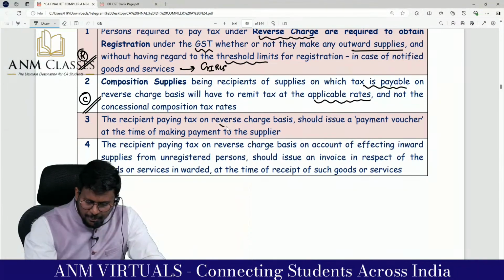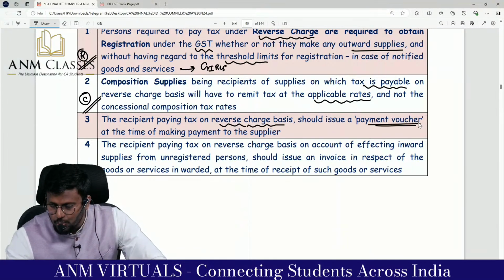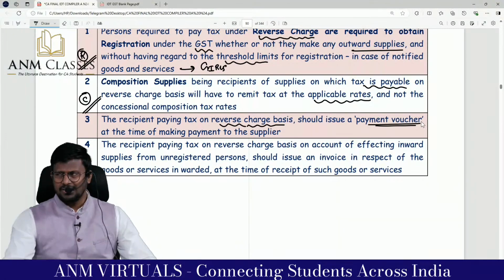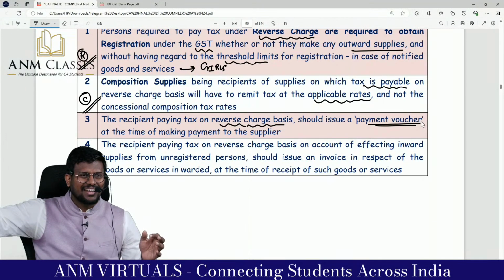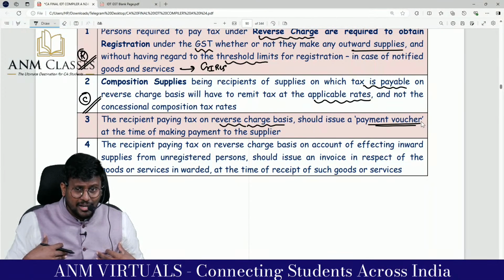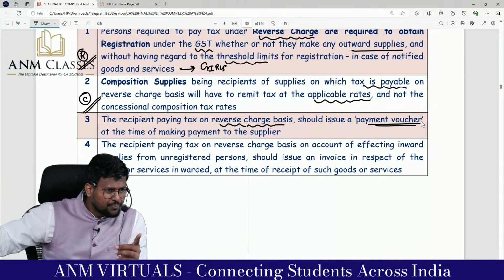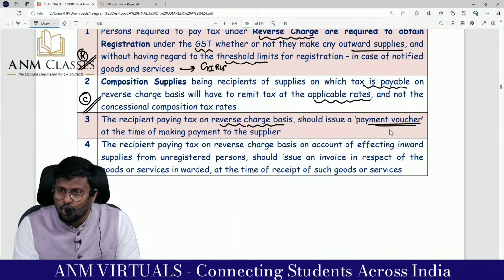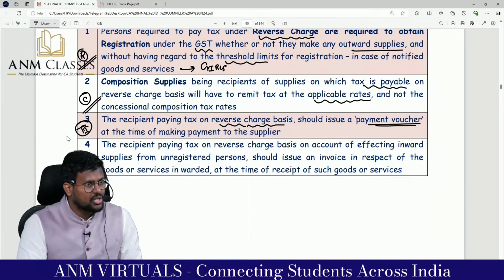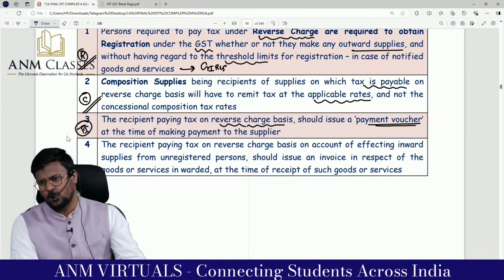The recipient paying tax on reverse charge basis should issue a payment voucher at the time of making payment to the supplier. That means, sir, an unregistered person is there, correct? I am a registered person or I have to take compulsory registration, right? I will pay the consideration to the service supplier. Then I have to issue a document called a payment voucher. This is covered in the tax invoice chapter. Section 31 is tax invoice, right? We are connecting RCM and the invoice.